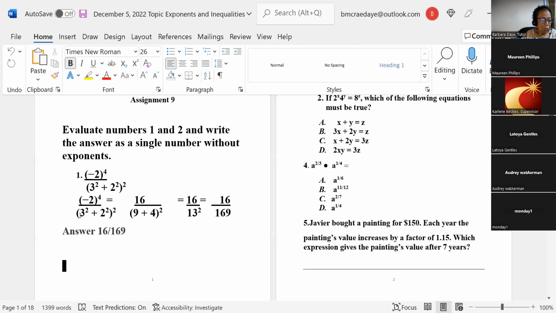Okay. And 3 to the second is 9, 3 times 3, and 2 times 2 is 4. Like Audrey said, add those together, 9 and 4 is 13, raised to the second power, 169. And this cannot be simplified anymore. There's no number that divides into both of these numbers and gives you a whole number.